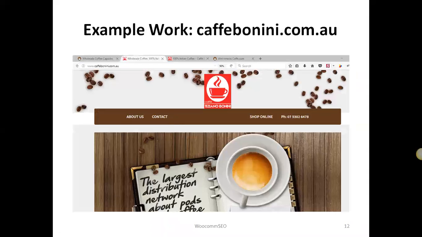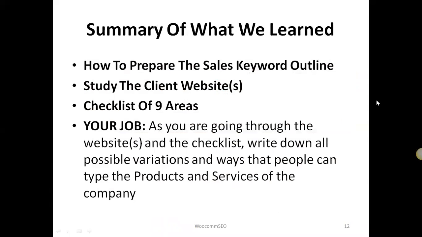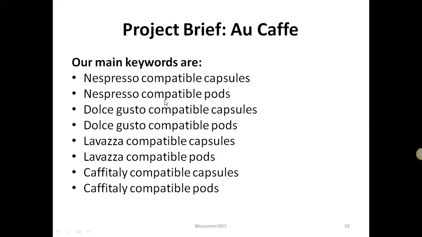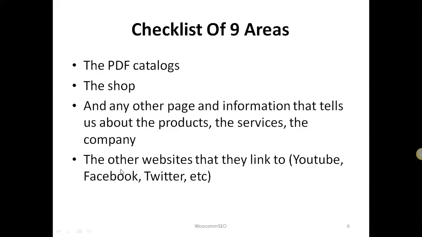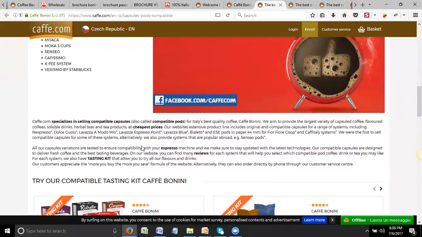So summary of what we learned is we learned how to prepare the sales keyword outline by studying the client websites. And we used a checklist of 9 different areas. So what are those 9 different areas? It's the project brief or the project summary provided by your leader. And we went to the main navigation. We checked out the products and the services, and you need to do it for every page that you can find on the website. And we look at the About Us and the blog. The blog, by the way, in this case is at the bottom.